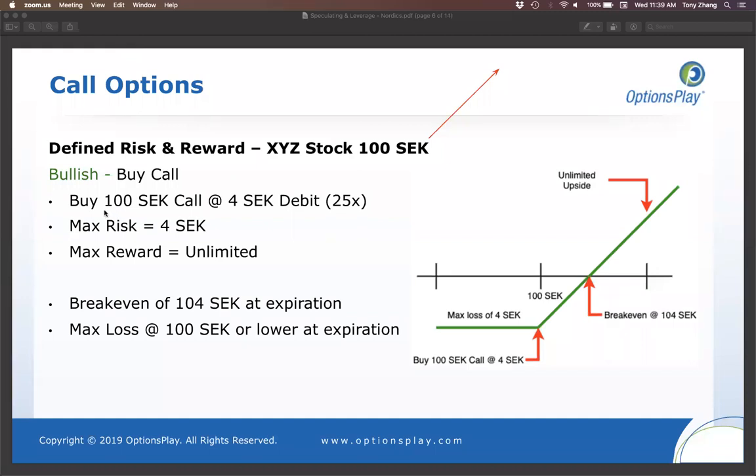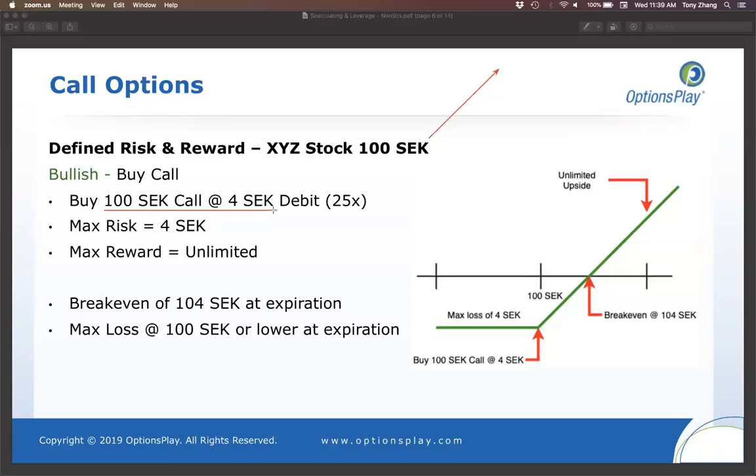So what I'm going to do is buy a 100 crown call option. So I'm going to buy an at-the-money call option. And let's say this call option costs me 4 crowns to purchase. So what you're going to notice immediately is that with a call option, you're going to be able to control 100 shares of the stock for a significantly smaller amount of capital.